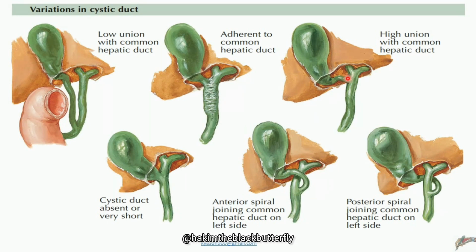The cystic duct can be fused with the common hepatic abnormally by some fibrous tissue and then later join with it. The cystic duct can be absent, or it can be very short. All these are variations which are possible. The cystic duct can spiral or wind around the anterior surface of the common hepatic and join on its left side. It can wind behind it and join on its left side. All these are variations, and they are present in our population.